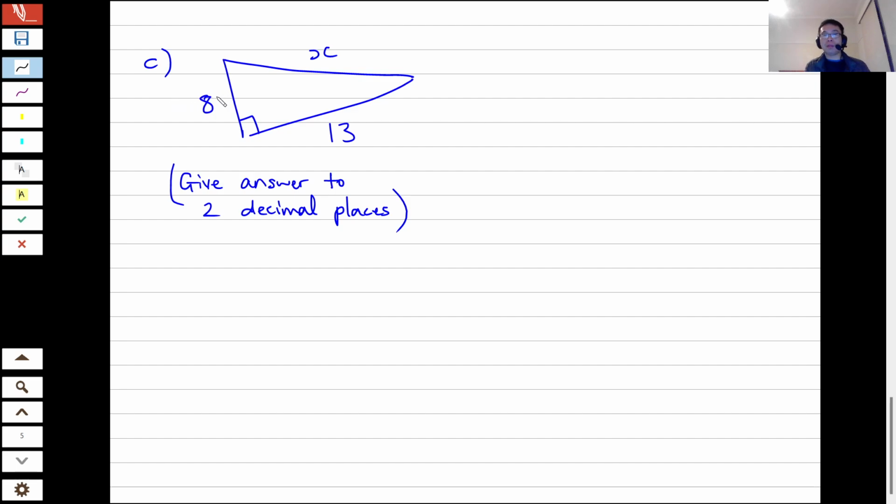So this time I've got side lengths of 8 and 13, and my hypotenuse is labeled x. So our first step is to label the sides A, B, and C. And a question that I often get from students is, does it matter if I call the number 8 A or B? Like, can I swap A and B and do this instead? And the answer is yes. It's not going to change the calculation for x in this instance. So it's up to you. No matter what you do, as long as you choose A and B to be the shorter sides, you will get the same answer for C.